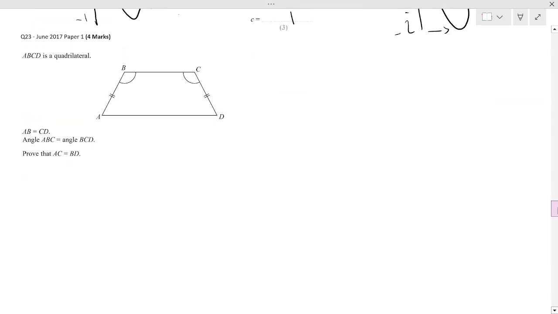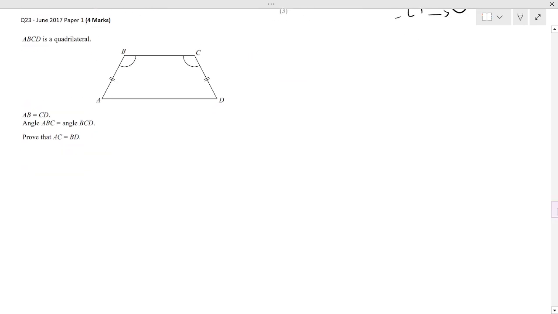Question 23 now. There's actually only 2 more questions. So we're given A, B, C, D as a quadrilateral. AB is CD, we've shown that here, because again, we've got these 2 lines. So they both have 2 lines that are equal to each other. And this angle here is equal to this. We need to prove that AC is equal to BD.